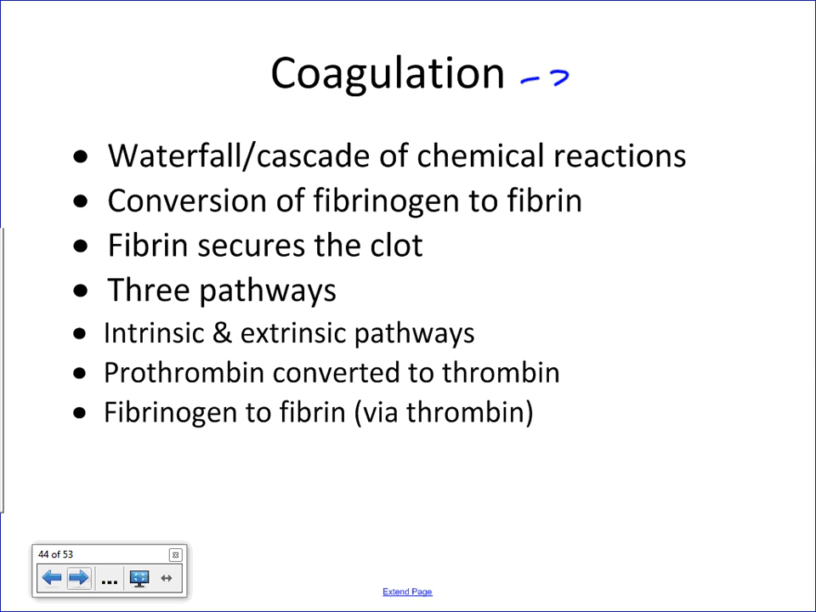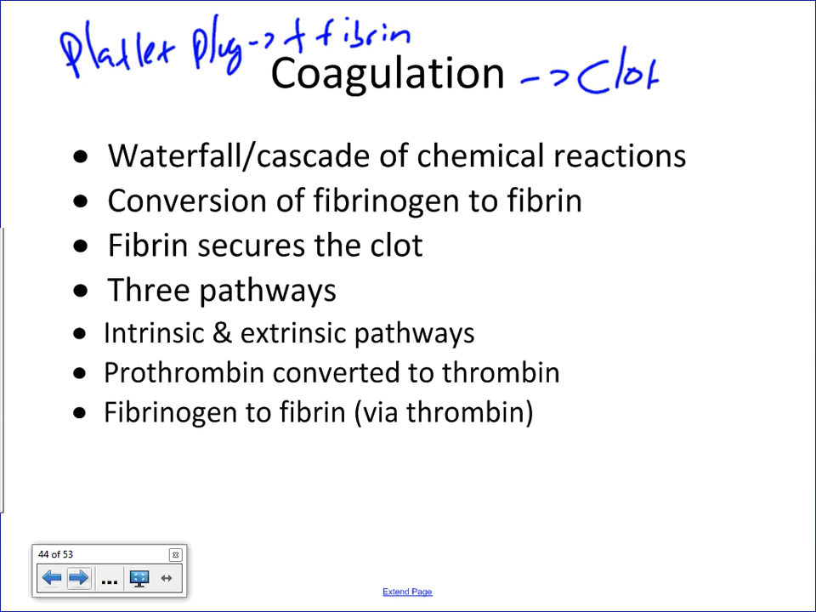Okay, so we still haven't formed a clot yet. What a clot is, it's the platelet plug, so essentially platelets plus the protein fibrin. Okay, when you throw that protein in the mix, now you have a clot. And remember, fibrin comes from the plasma protein fibrinogen. It's converted from fibrinogen into fibrin.